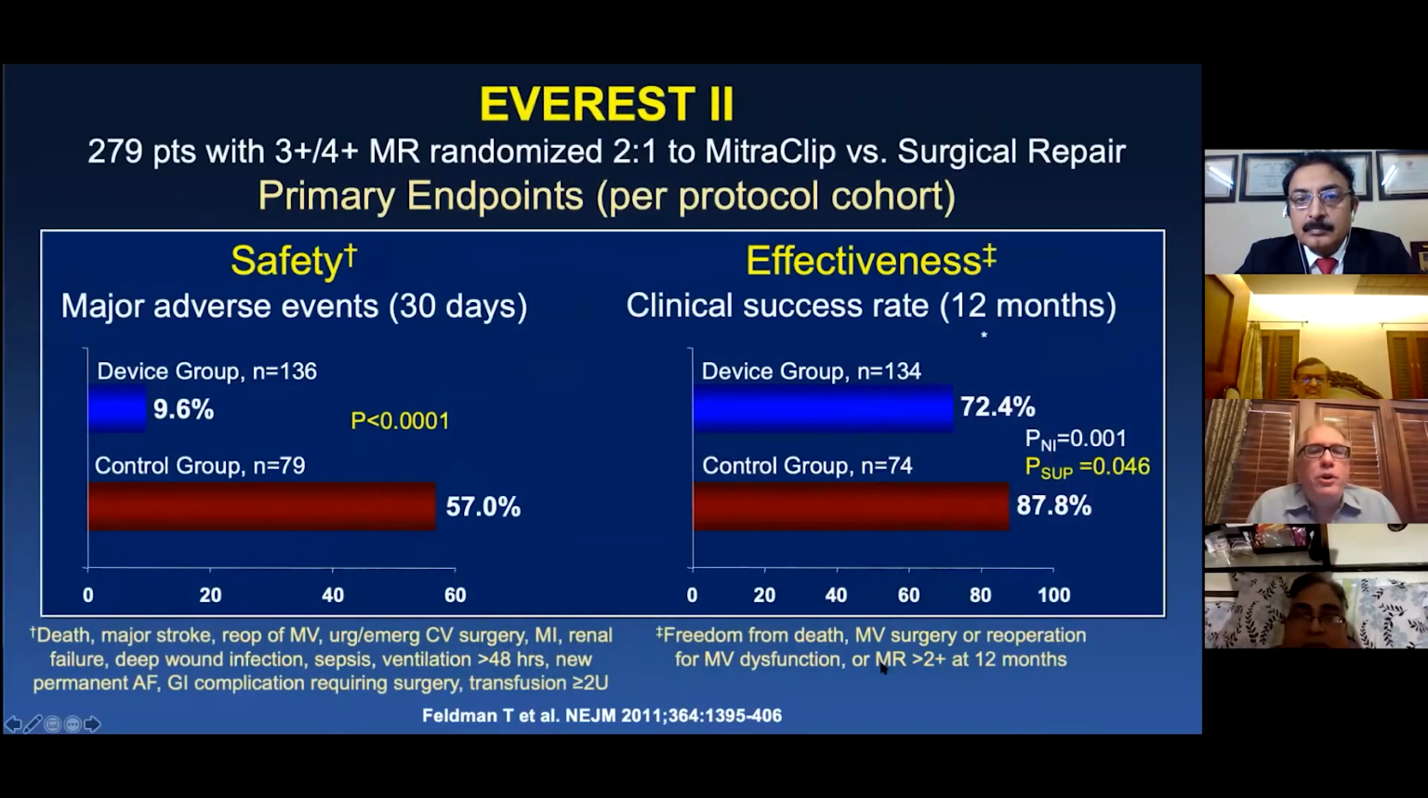As you remember, the primary safety endpoint, a composite of major adverse cardiac events in 30 days, was much superior in the device group.